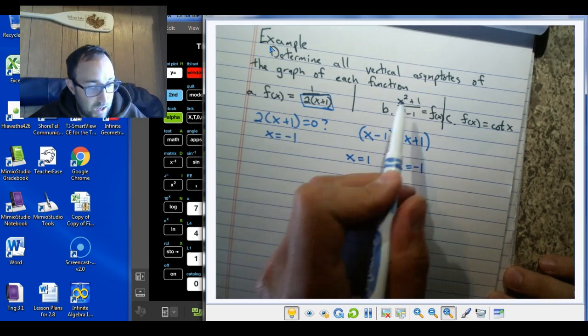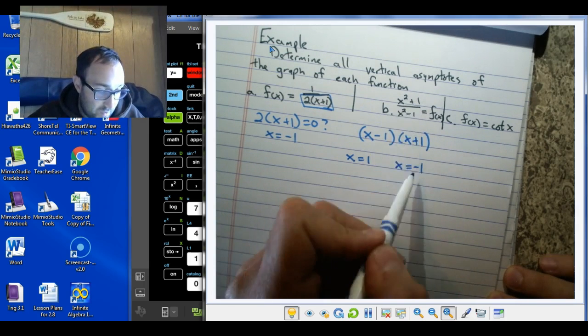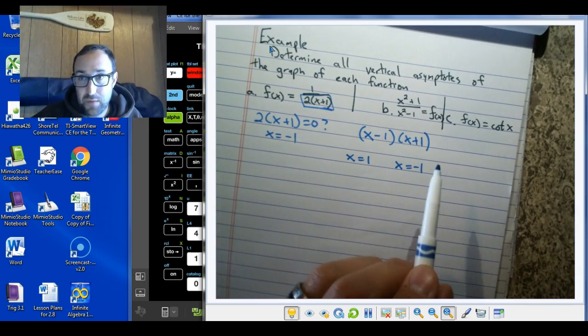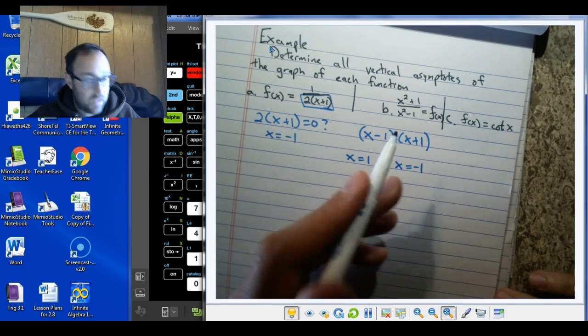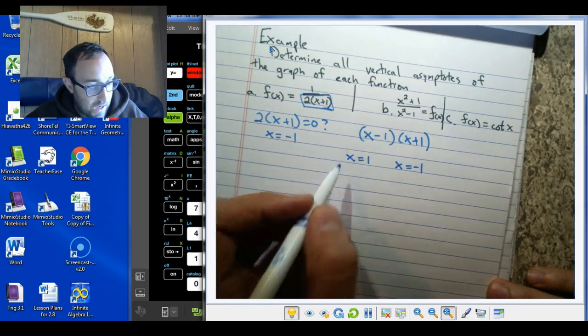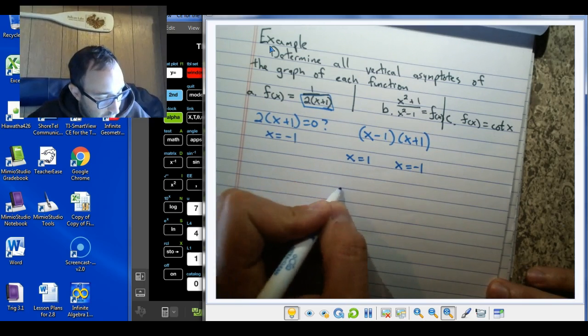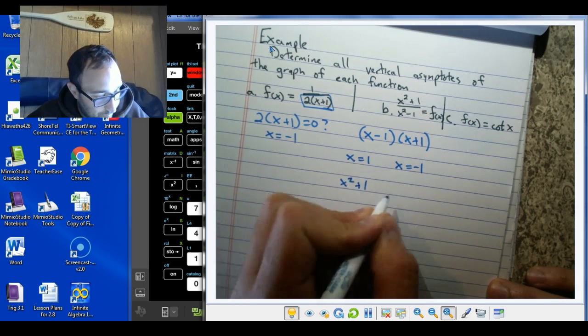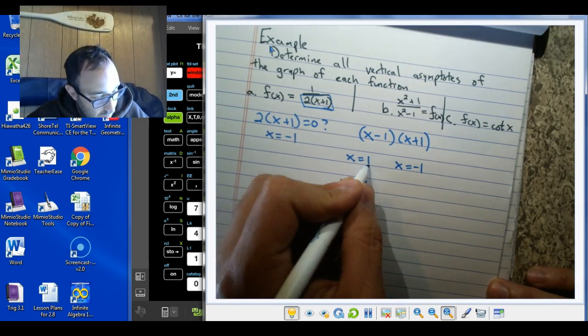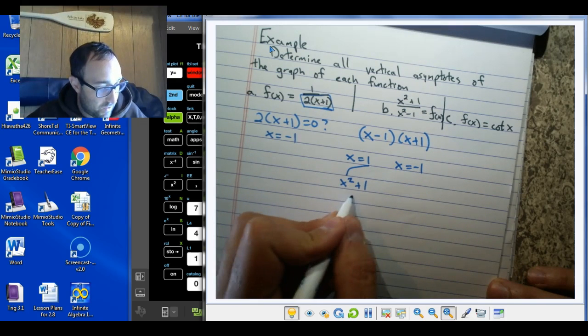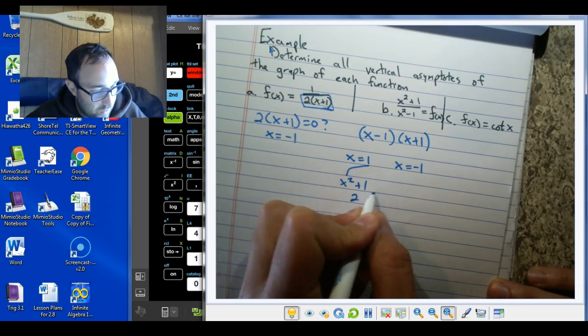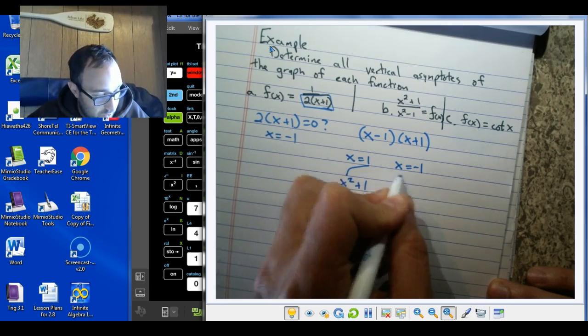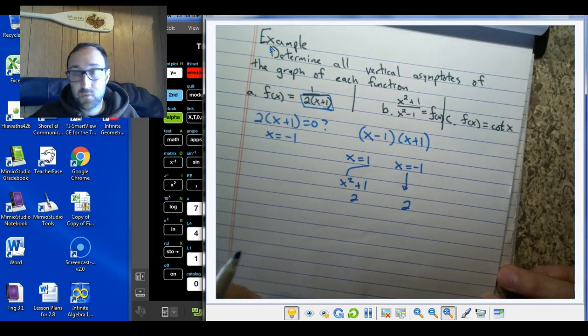What I want to do is check the numerator to see if either one of those is 0, because remember, the top number, f of x on the top, can't equal 0. So if I plug both into x squared plus 1, 1 squared plus 1 is 2, and negative 1 squared plus 1 is also 2. So either way, it works out.